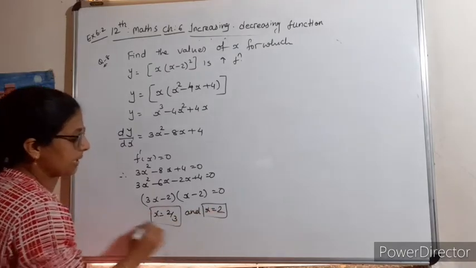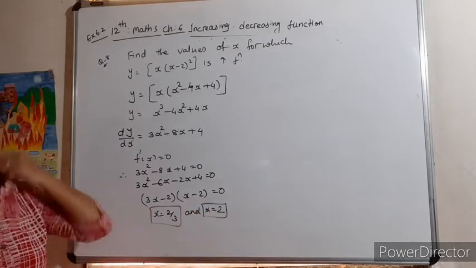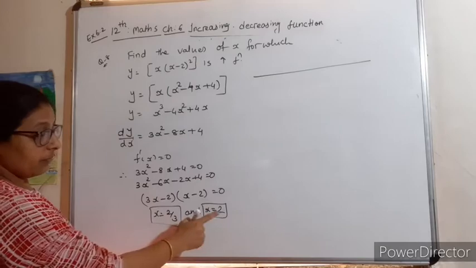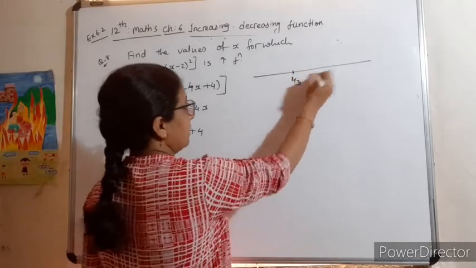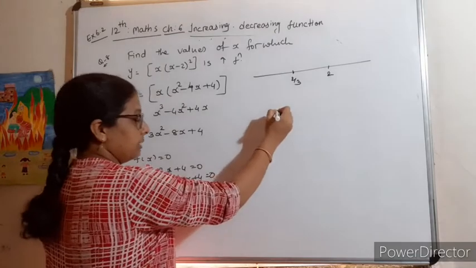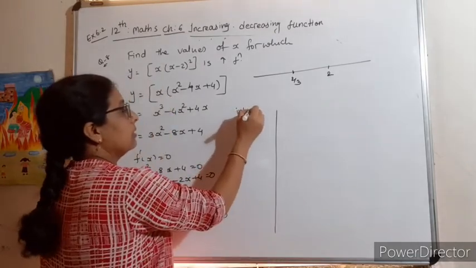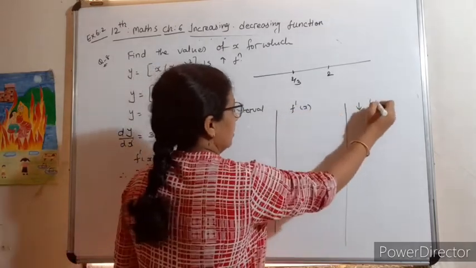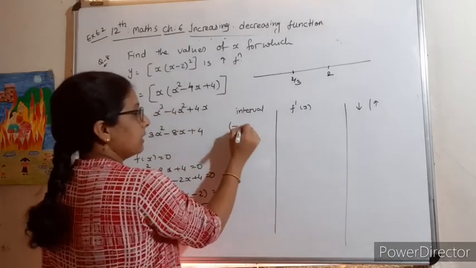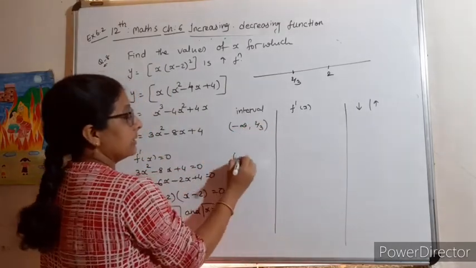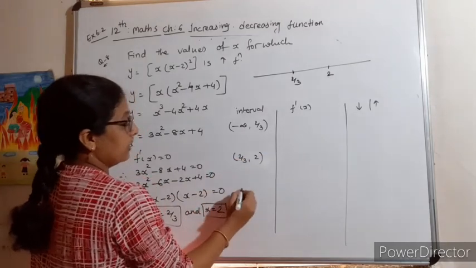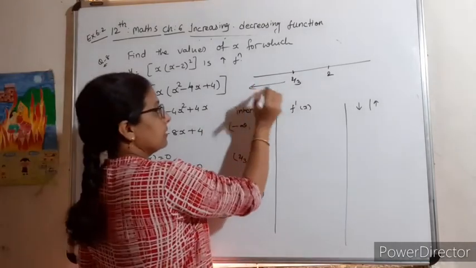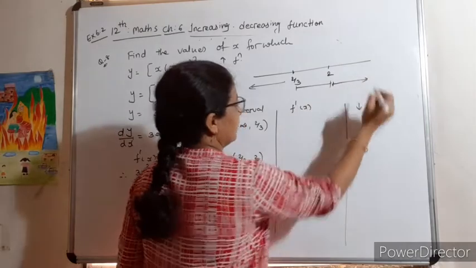So these are two critical points, where f dash x becomes 0. So the points are 2 by 3 and 2. The intervals are: minus infinity to 2 by 3, the second interval 2 by 3 to 2, and the third interval 2 to infinity. These are the three intervals.